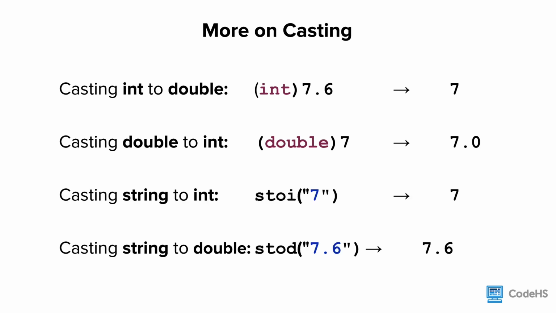You can also cast a string to a number if that string is a number. This is important because if you want to do mathematical operations, the value needs to either be an integer or a double. Casting these uses a slightly different format. Notice that we use the keyword stoi or stod and then put the string value inside the parentheses.